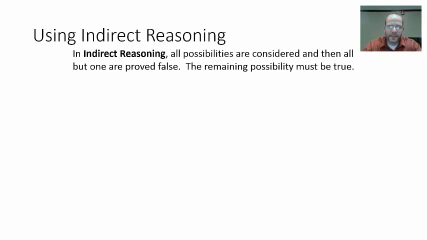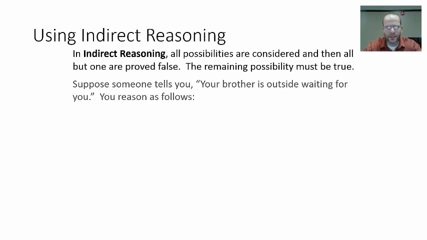In indirect reasoning, all possibilities are considered, and then all but one are proved false. When we do that, the remaining possibility must be true. Take a look at this example. Suppose someone comes up to you and says, hey, your brother's outside waiting for you. You go through the following reasoning process.